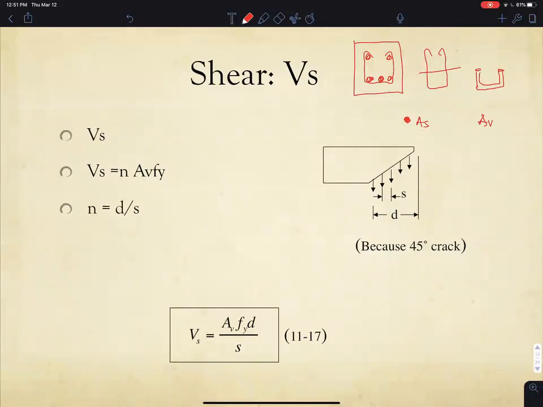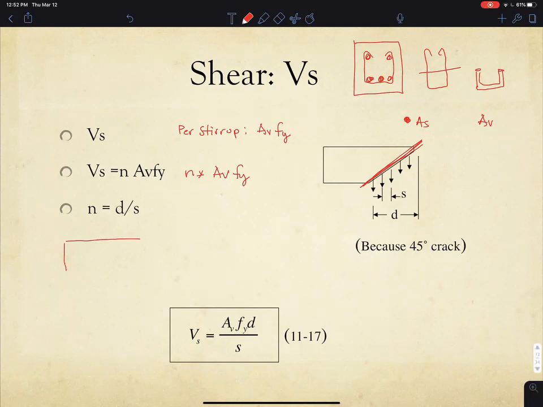Each stirrup has a strength if it yields, per stirrup. The strength is Av Fy if it's yielded, and we're going to assume it's yielded. And the total shear strength across a section where you've cracked the beam at 45 degrees will be n times the strength per stirrup, which is Av Fy. And the next question is, how many stirrups cross a 45-degree crack?